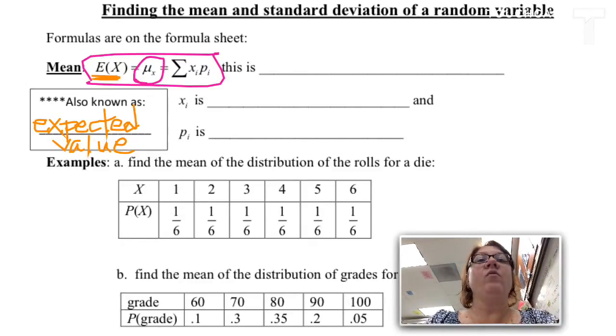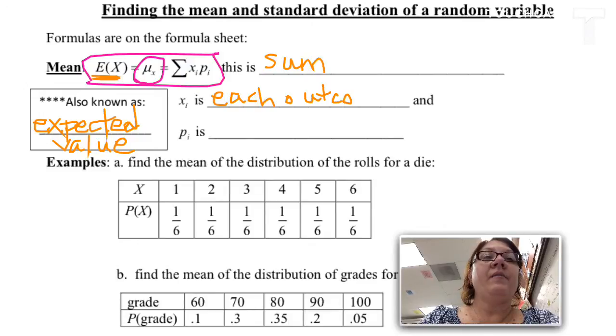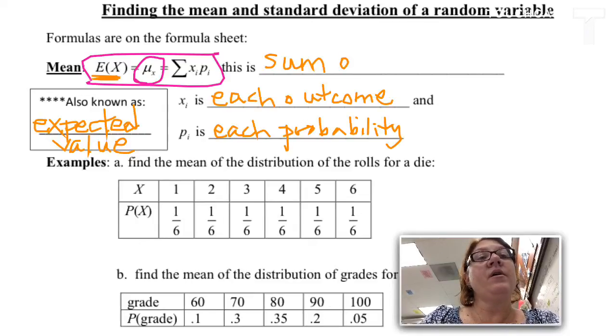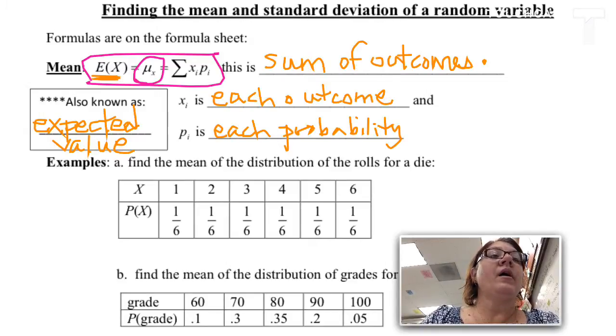So now, what does it stand for? Well, remember, sigma is summation, so it is a sum. And now, that x sub i, these are all of the outcomes. And the p sub i is their respective probabilities. And so they match up, they come in pairs. So you've got to keep them matched up with their respective pair. So it's the sum of outcomes times their probabilities.